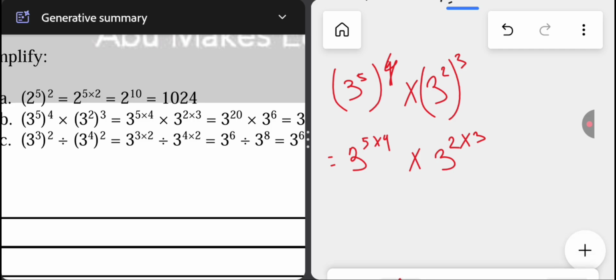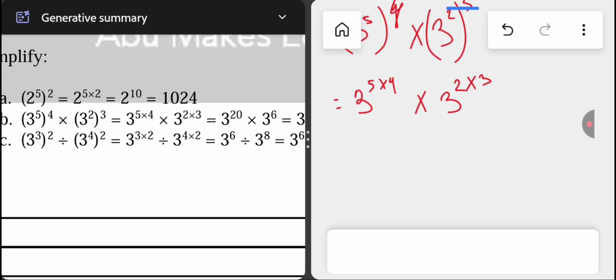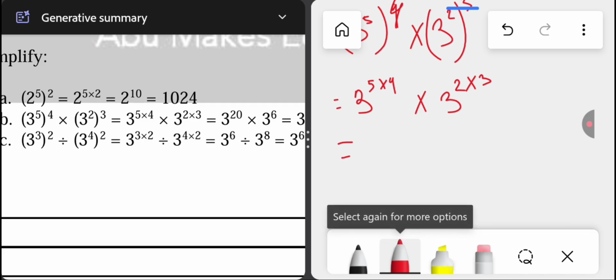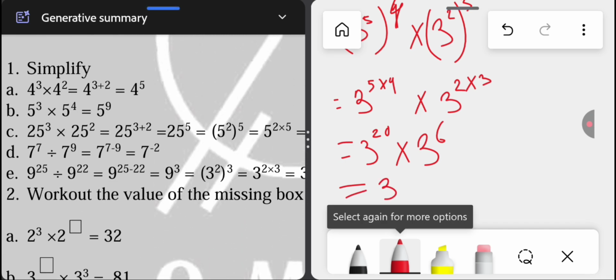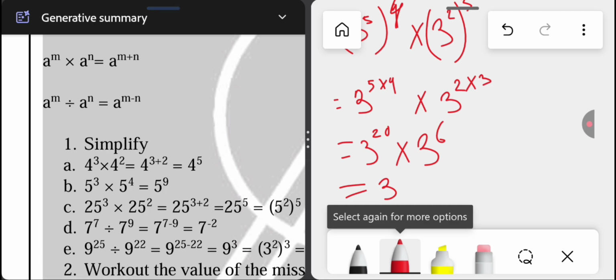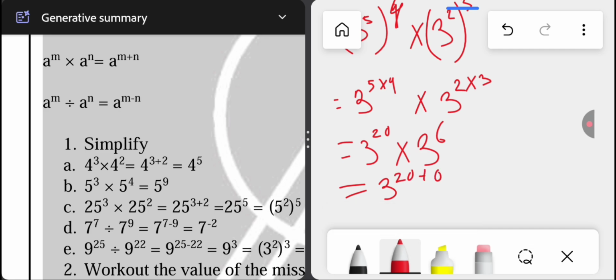Now we are going to write the multiplied value of the powers: 3 to the power 20 into 3 to the power 6, which is equal to 3 to the power... Like we have learned previously, when the bases are the same and the terms are being multiplied, the powers just add up. 20 plus 6, which gives us 3 to the power 26.